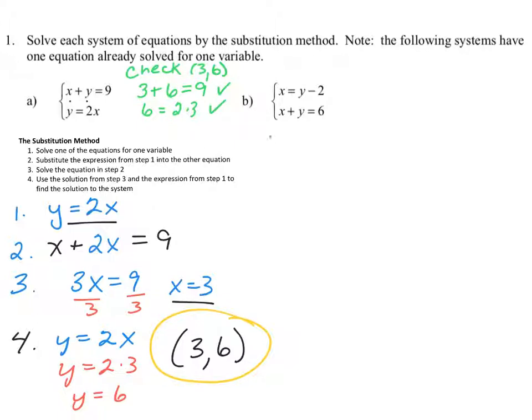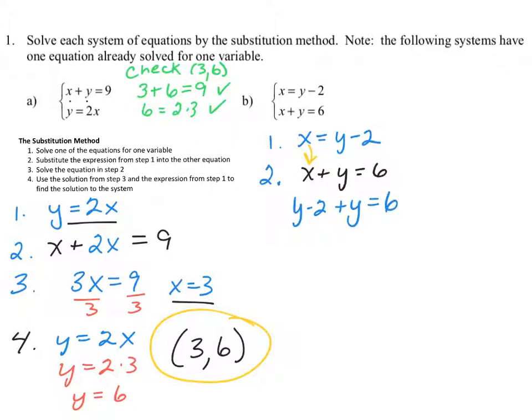The first step is to solve one of the equations for one variable. That step is already done for us, as we see the first equation is x equals y minus 2. Step number 2 is to take the other equation, which was x plus y equals 6, and we're going to substitute, replace that x with the x from step number 1, and we get y minus 2 plus y equals 6. Step number 3 is to solve that equation.